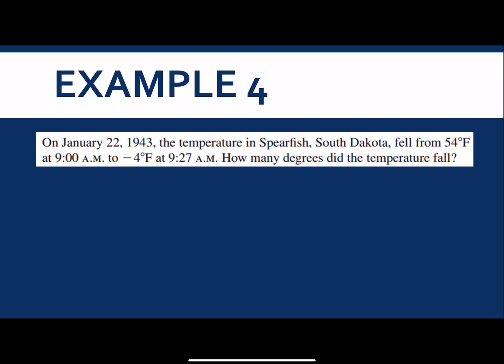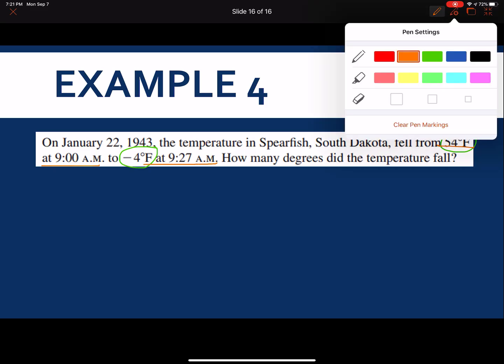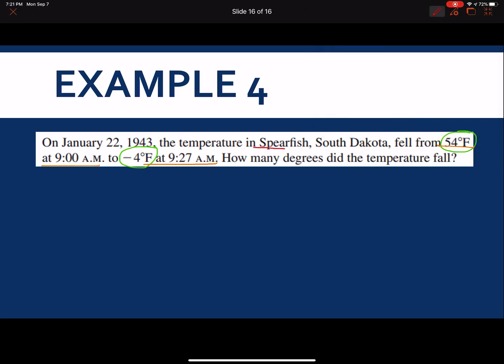Temperature, definitely. We have 54 degrees Fahrenheit, and we have negative 4 degrees Fahrenheit. We also have the 54 recorded at 9 a.m. and the negative 4 at 9:27 a.m. What's being asked? How many degrees did the temperature fall? So we've got an unknown there. We want to know how many degrees the temperature fell.